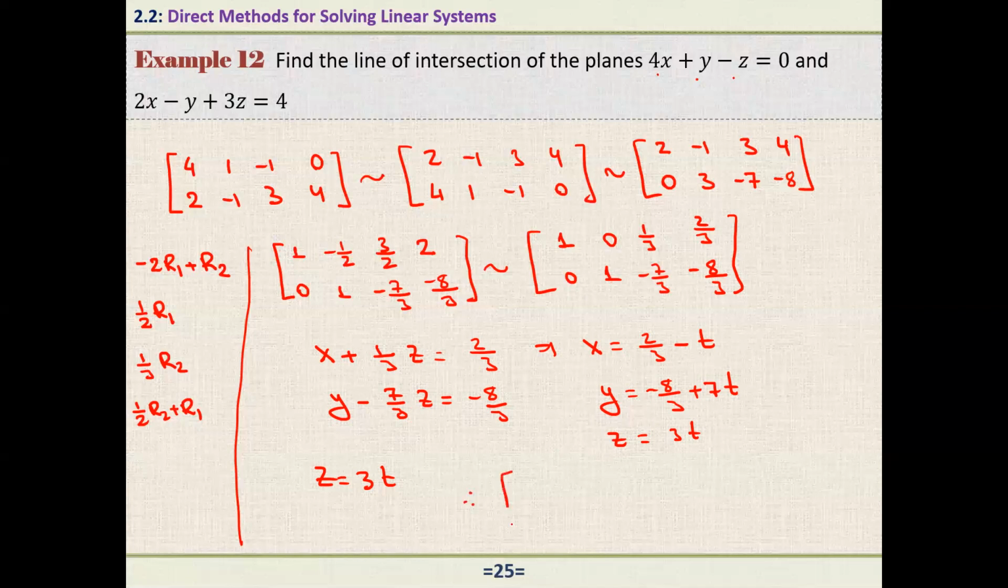The equation of the line will be x, y, z, right? That will be, here we have constants, 2 over 3, minus 8 over 3, and here we have 0. Okay, plus t is a common factor here. Take this out. Here we have, okay, that is plus. So here we have 1, here the coefficient is 7, here it is 3.